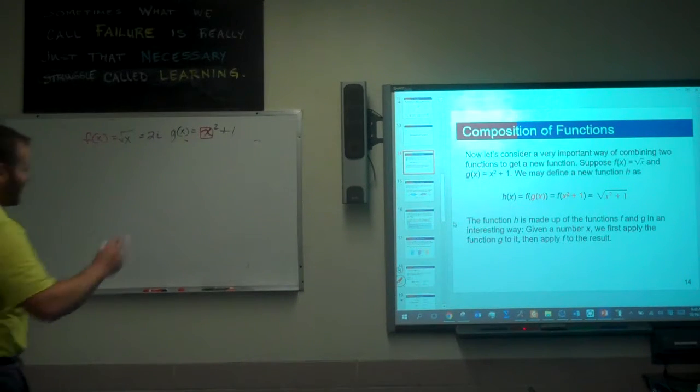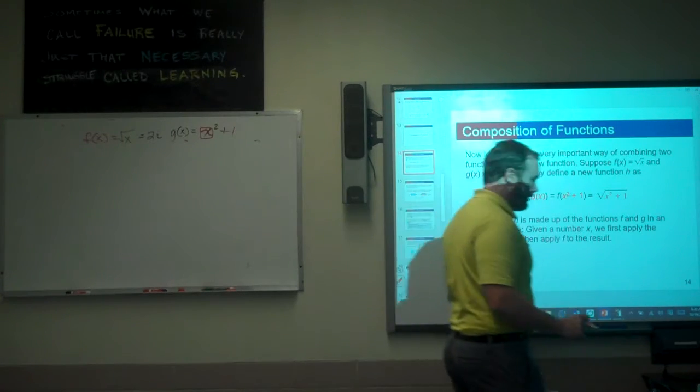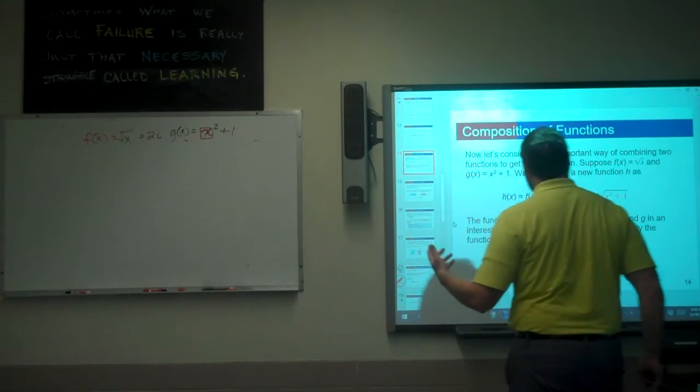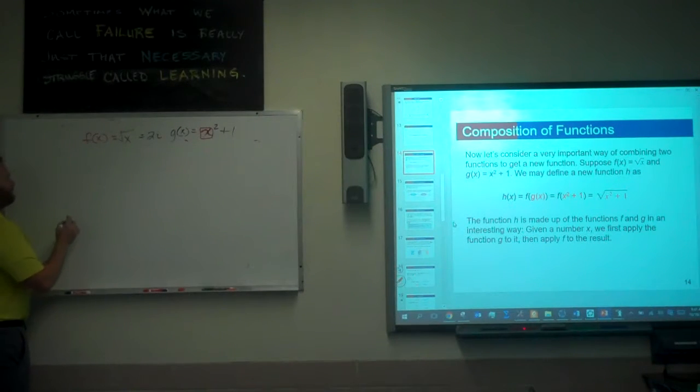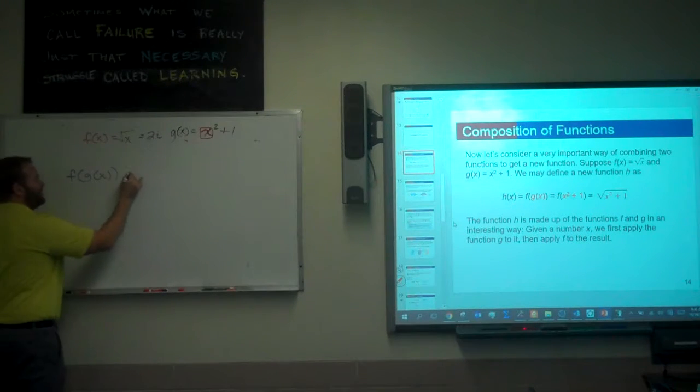Some notation that is important for composite functions. Different ways you're going to see it. We've been saying f of g of x. That's how I read that. Perfectly fine to read it that way. Some textbooks refer to it as, they'll say f composed of g of x. And a lot of times you're going to see a notation like this.